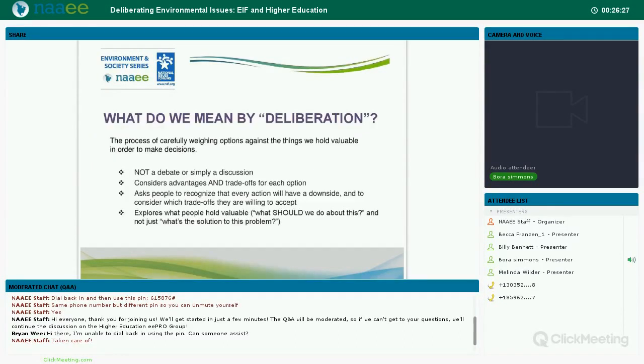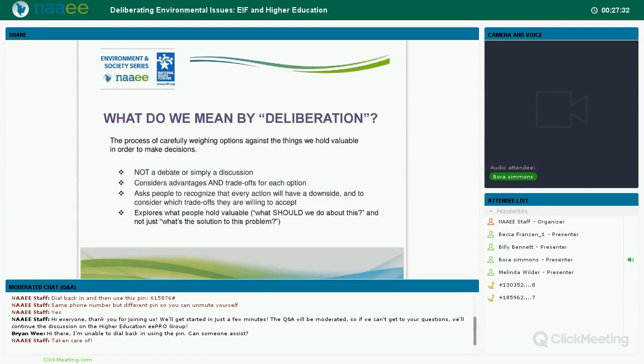This is really a very specific definition or usage. And what's important is that it's really all about carefully weighing options and thinking through what we hold valuable in order to make good decisions. So it's far more than just a general discussion. It's a moderated discussion for one thing. And it's really important to understand that it's not a debate. It's not pro-con. It's really trying our best to avoid polarized discussions. We hope that through deliberation in the forums that people are able to consider the advantages and the trade-offs, and that they really think through a variety of different options of how to go about addressing important environmental issues.